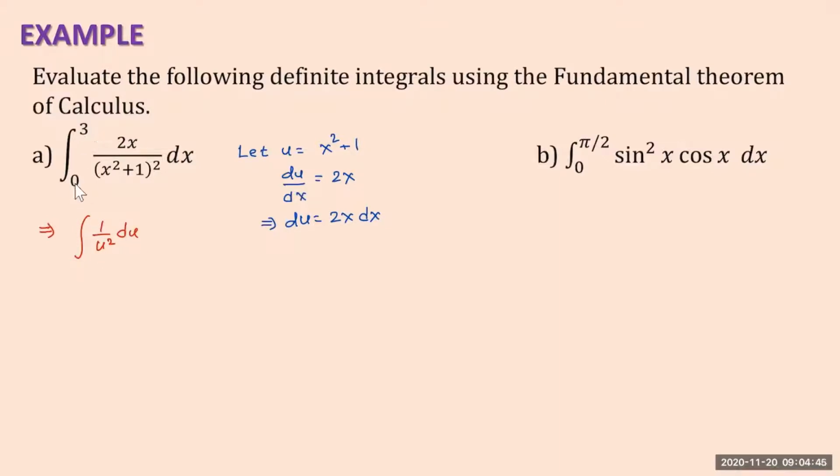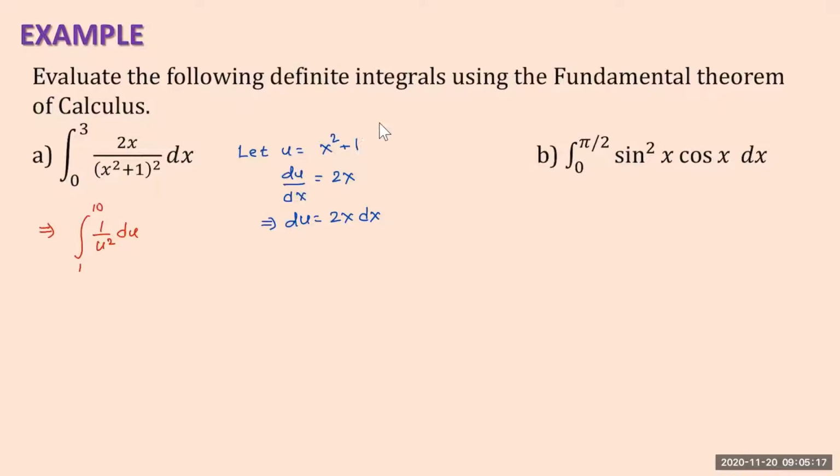Here we have the limits from 0 to 3. These are the limits for x. Since we are now integrating with respect to u, we need the limits for u. So in order to find the lower u value and upper u value, we plug in the x values into this equation here. If I plug in x equal to 0, 0 squared plus 1 is 1. So the lower limit is 1. And also the upper limit, if you plug in 3, it will be 3 squared plus 1, which is 10.